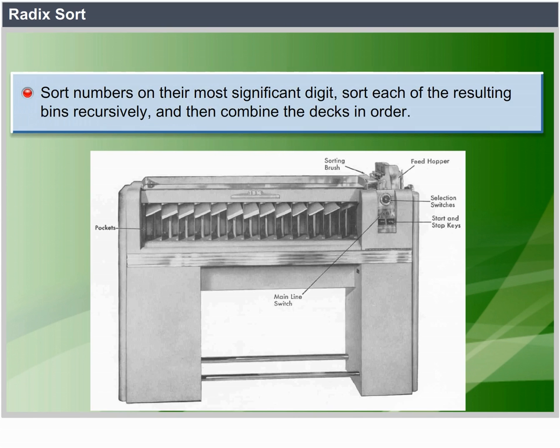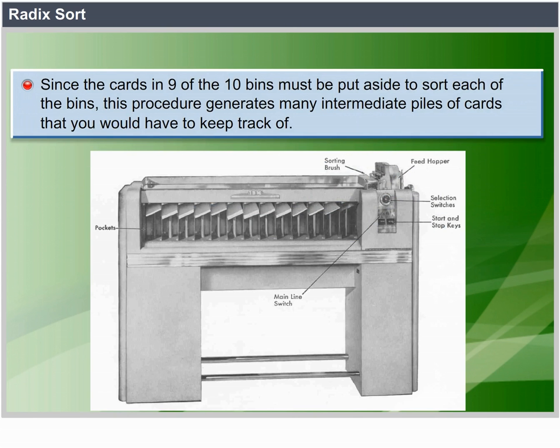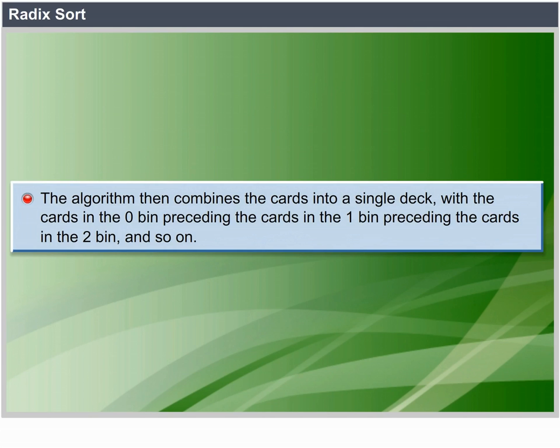Since the cards in 9 of the 10 bins must be put aside to sort each of the bins, this procedure generates many intermediate piles of cards that you would have to keep track of. Radix sort solves the problem of card sorting counterintuitively by sorting on the least significant digit first. The algorithm then combines the cards into a single deck, with the cards in the 0th bin preceding the cards in the first bin, preceding the cards in the second bin, and so on.